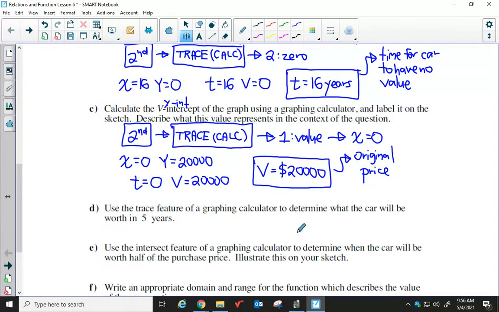D says use the trace feature of the graphing calculator to determine what the value of the car will be worth in 5 years. Okay, so this is actually pretty easy. All you need to do is hit the trace button, and then immediately type in a number, so I'm going to type in 5. If you hit trace and enter 5, it's going to plug in x equals 5, and it's going to tell you what the value of y is.